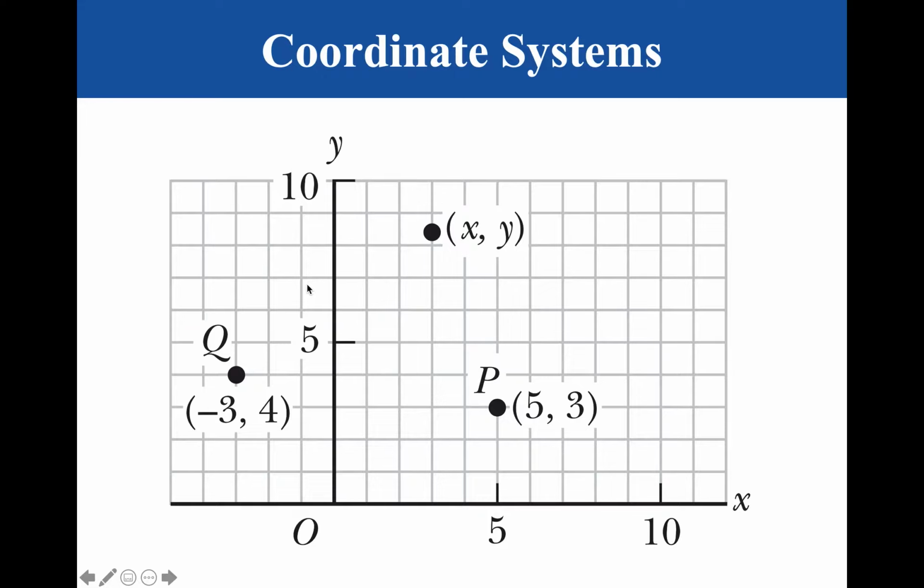In two dimensions, in a plane, you have an x-axis and a y-axis, so a point can be defined by an x position and a y position. So this point is 5, 3. This point right here, the position is -3, 4. This position xy right there is something in between, maybe x equals 3, y equals 8.3 or something.